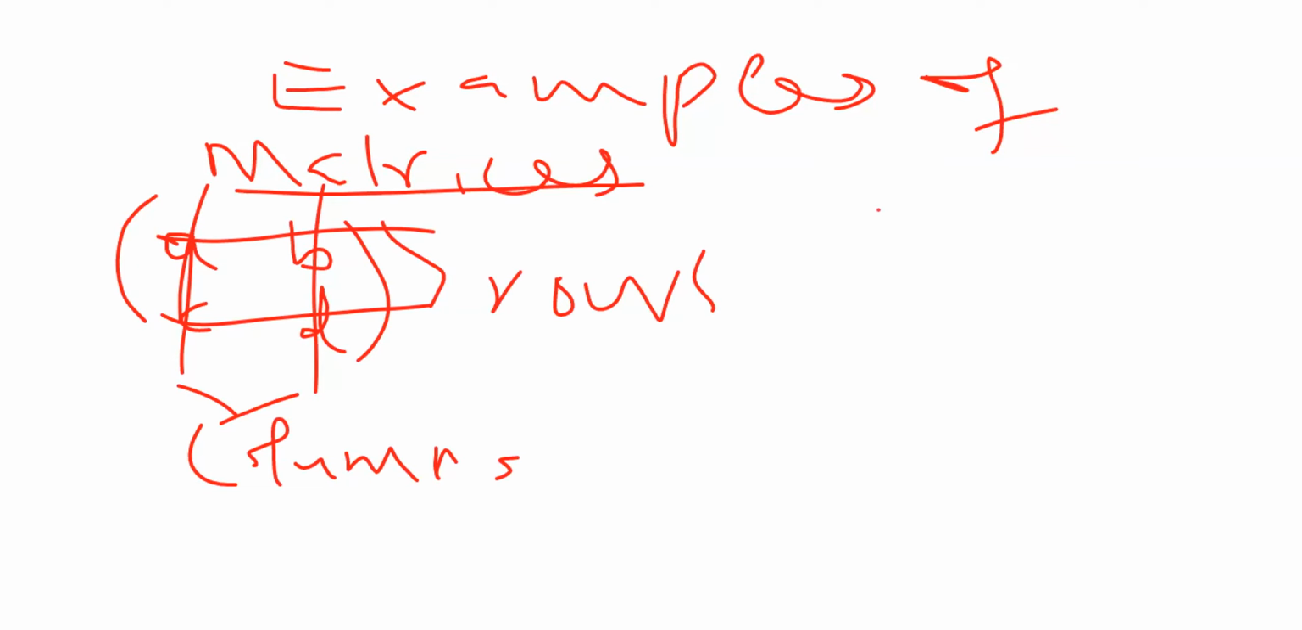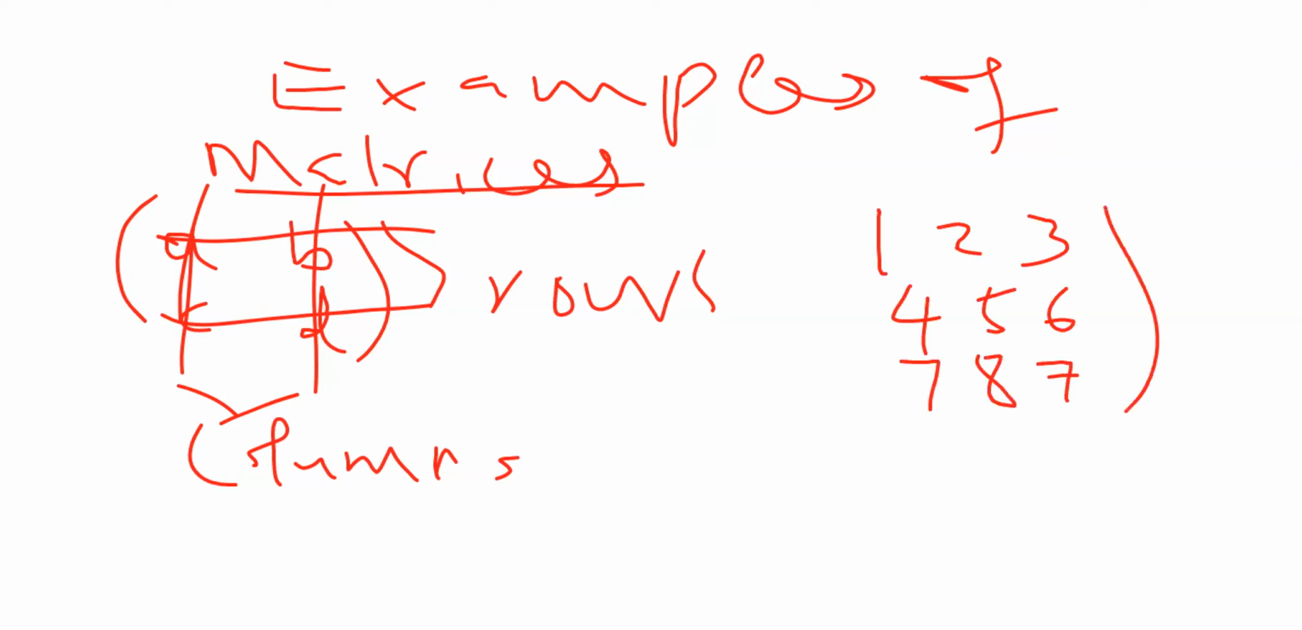We may have 1, 2, 3, 4, 5, 6, 7, 8, 9. This is a 3x3 matrix, a matrix that has 3 rows and 3 columns. Any matrix that has equal rows and equal columns is a square matrix. Square matrix. Is it clear?